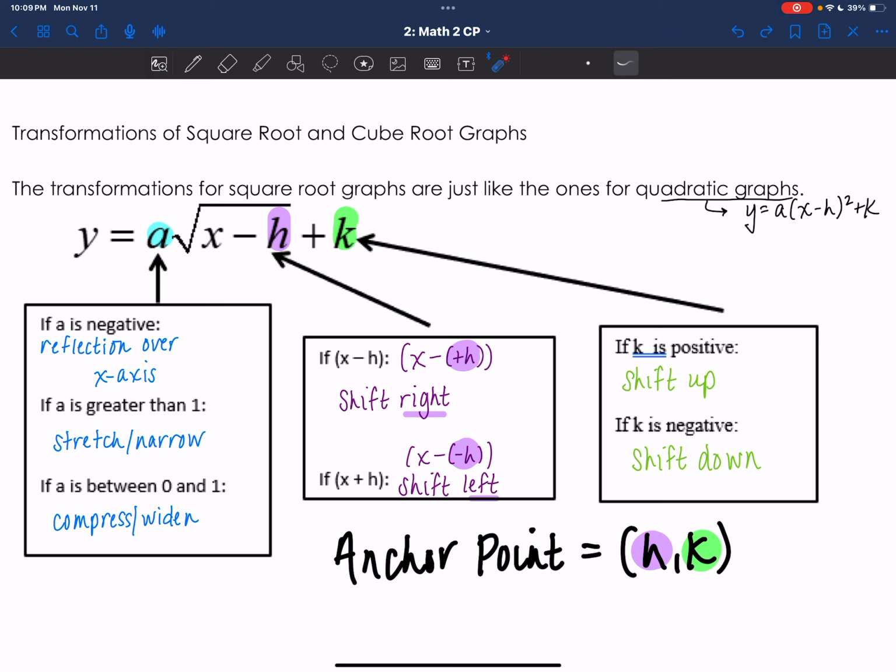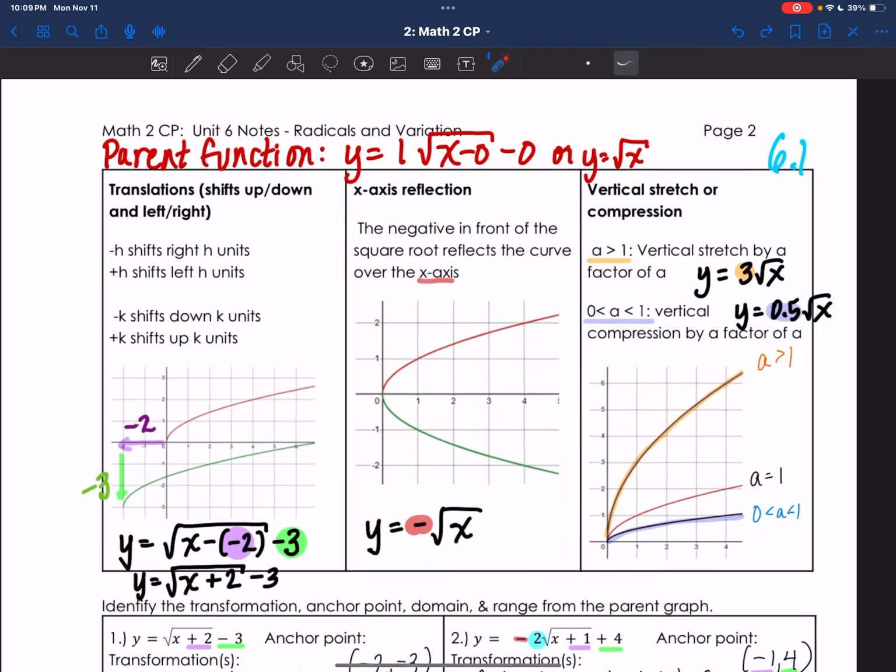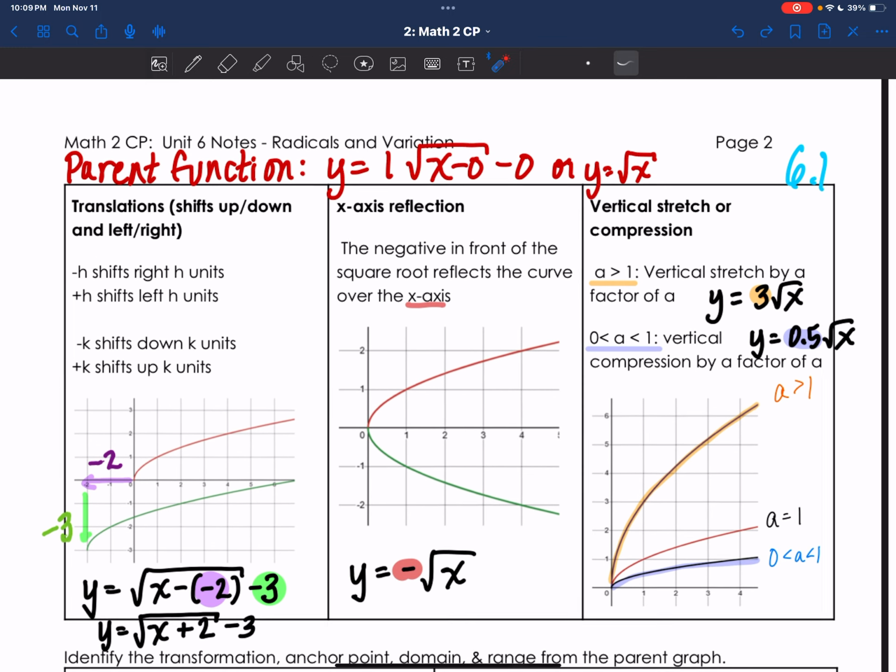Now, instead of calling it a vertex, we're going to call it an anchor point. An anchor point is the same thing as your vertex before, it's (h, k). So like I said, all very similar. The main difference is you now have a radical instead of just parentheses squared. All right, so let's go ahead and look at some of this information.